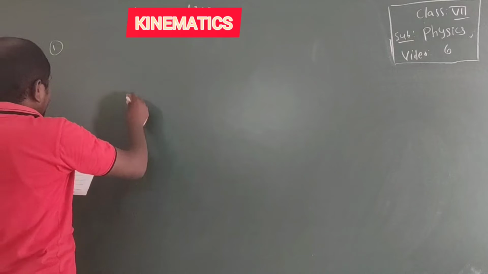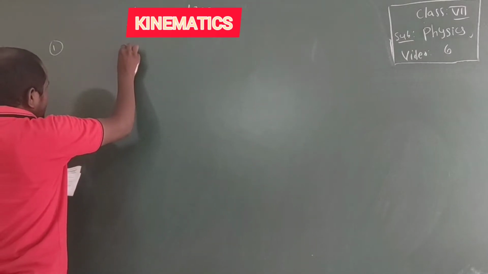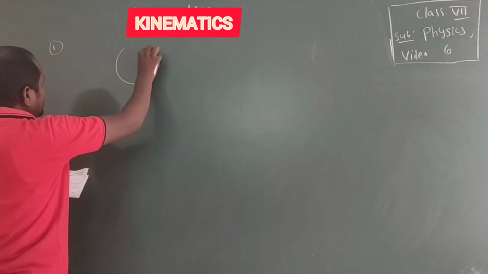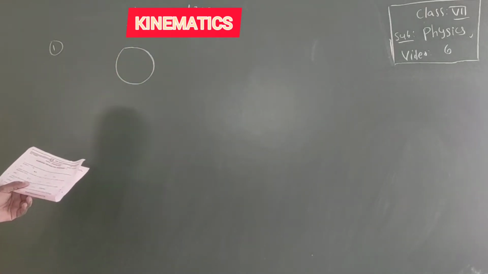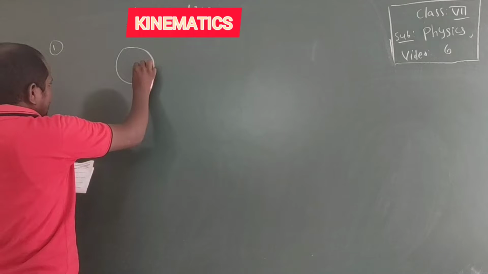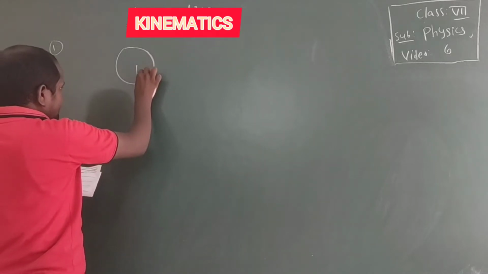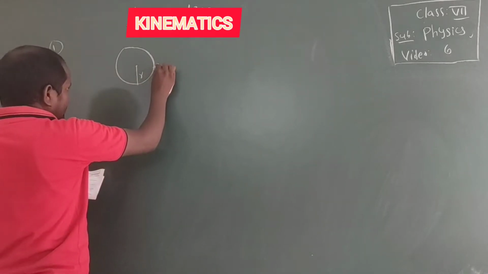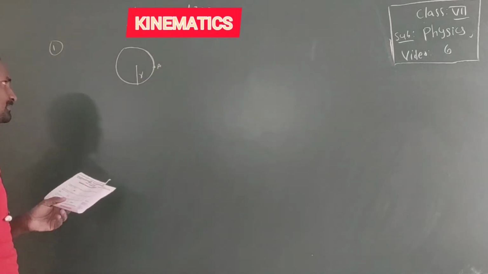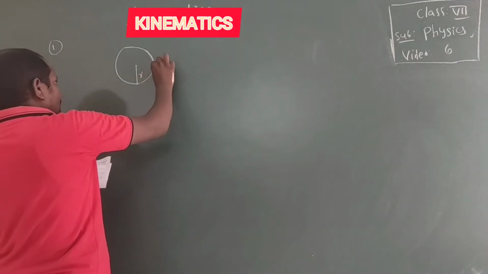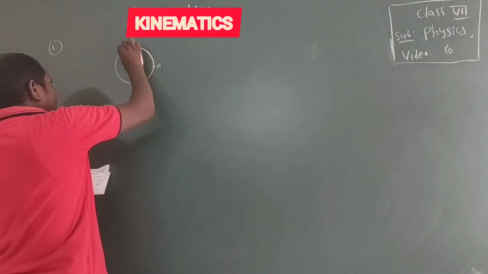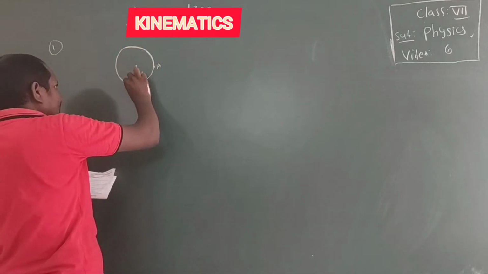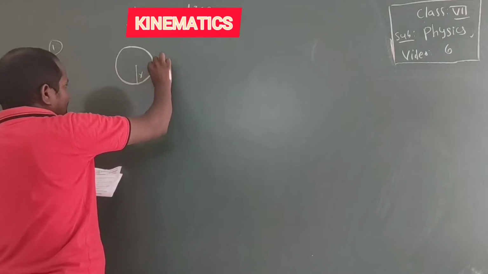A player takes 40 seconds to complete one round. The radius of the circle is given, and A is the starting point. Now a player takes 40 seconds to complete one circular path.